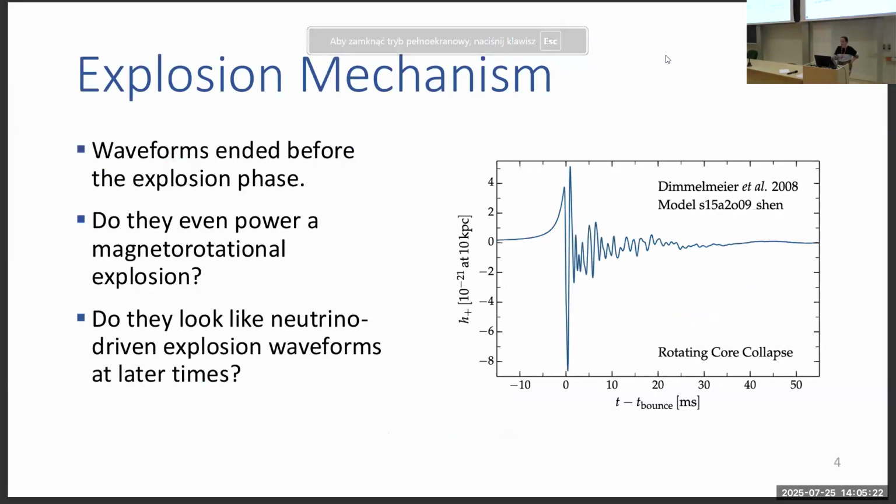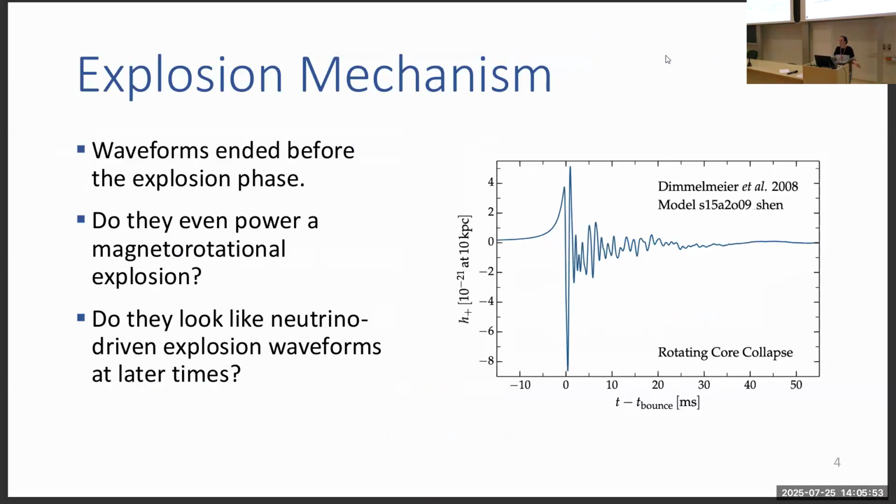Yeah, so the only waveforms we had for magnetorotational explosions were ones like this, where they only cover the core bounce phase and they're 50 milliseconds long. These waveforms are really good for understanding the gravitational wave emission from core bounce, but they're really not good if you want to determine whether your gravitational wave signal was a neutrino-driven explosion or a magnetorotational explosion, because these models haven't even exploded yet.